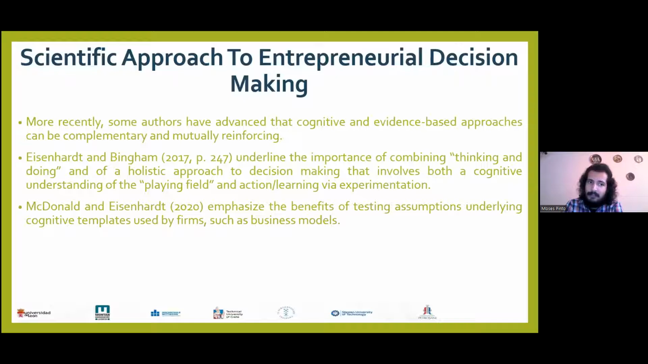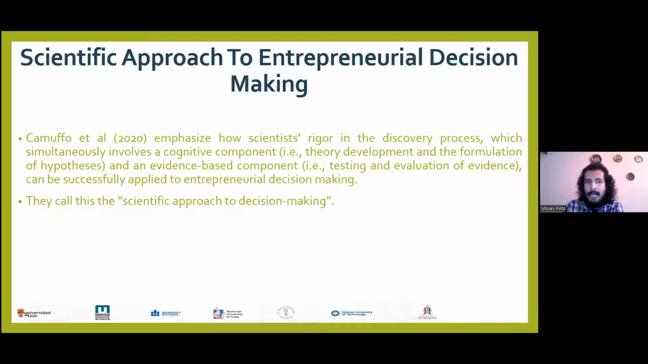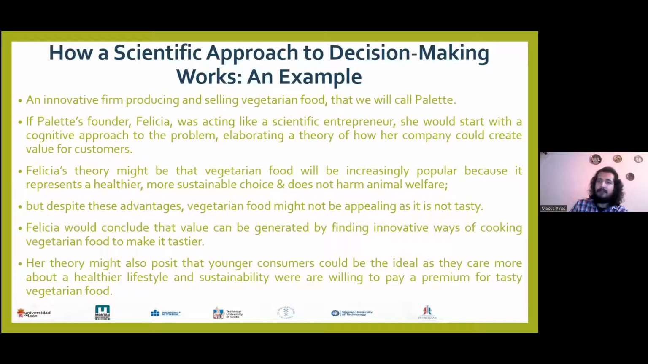And ultimately, Camuffo and his co-authors have emphasized how scientific rigor in the discovery process, which simultaneously involves a cognitive component, that is theory development and formulation of a hypothesis, and an evidence-based component, that is testing and evaluation of the evidence, can be successfully applied to entrepreneurial decision-making. Camuffo and his co-authors call this the scientific approach to decision-making. And this is a very novel approach, and let's look a little bit more deeply into this in the coming slides. So how does a scientific approach work?